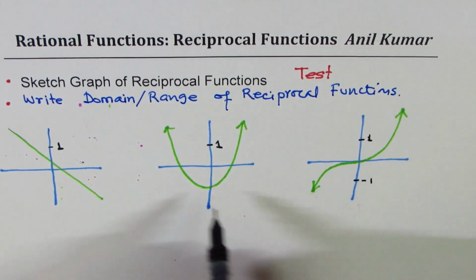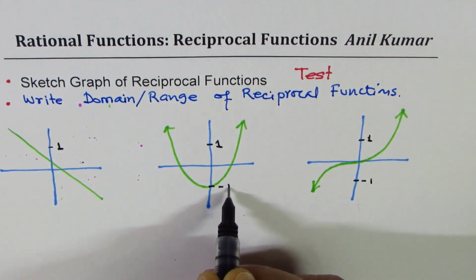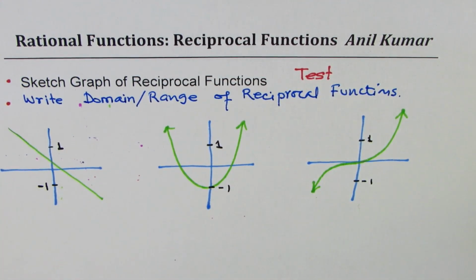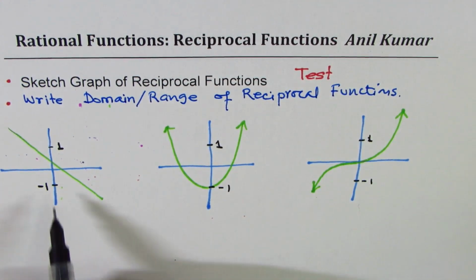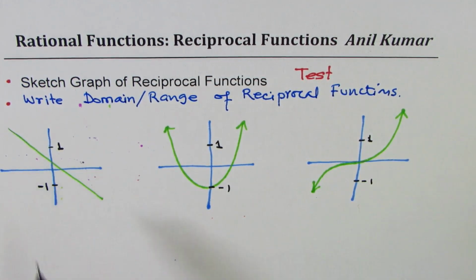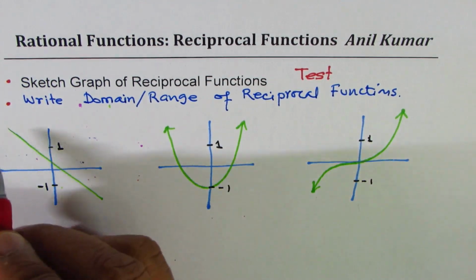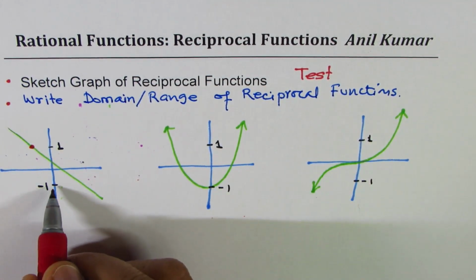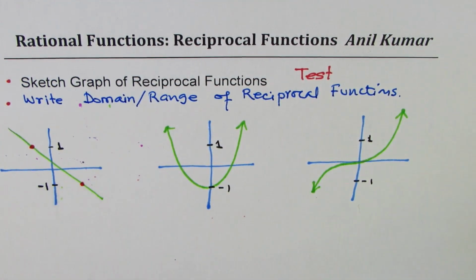Let's say this is minus 1. Now, those 1 and minus 1 will give us invariant points. Let's figure out where those invariant points are. So, the y value of 1 and minus 1, those are invariant points.